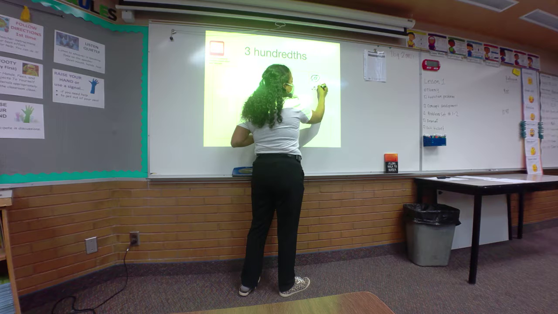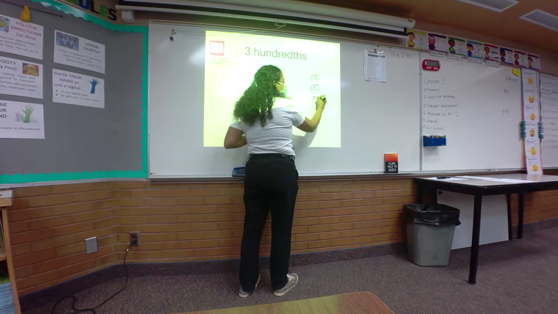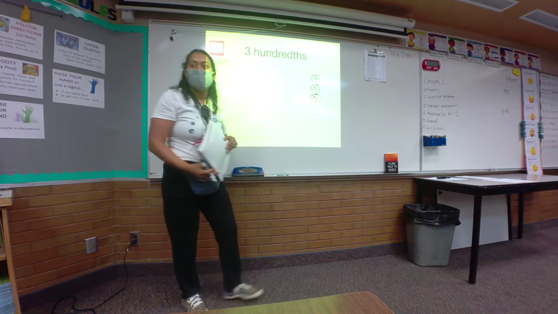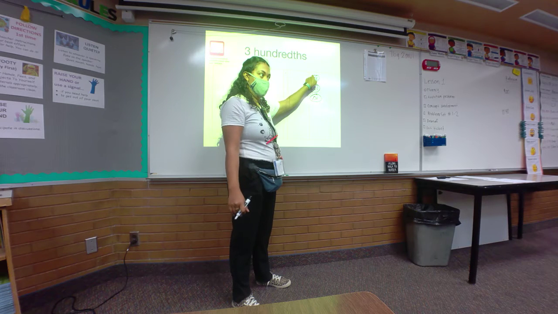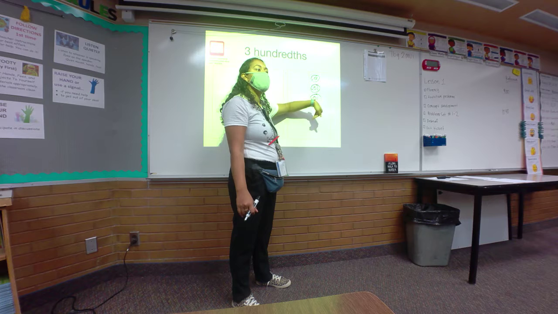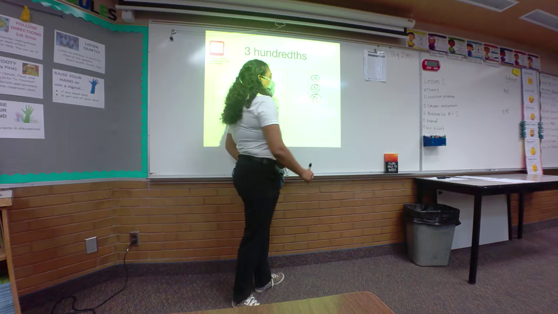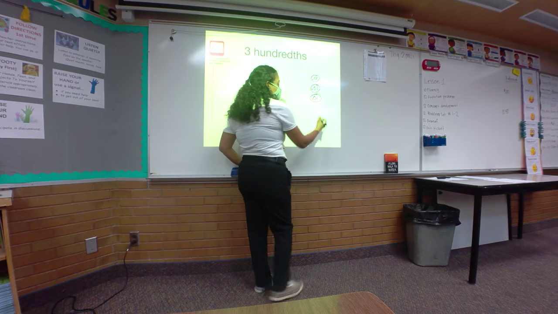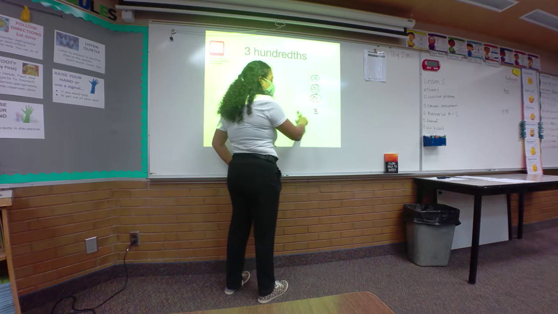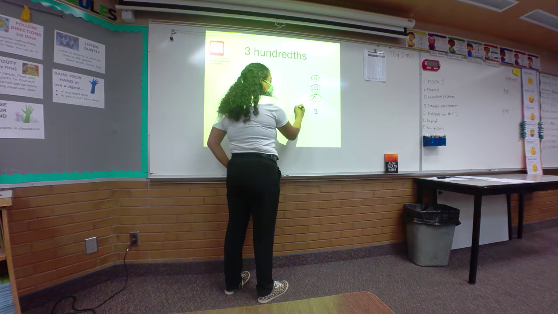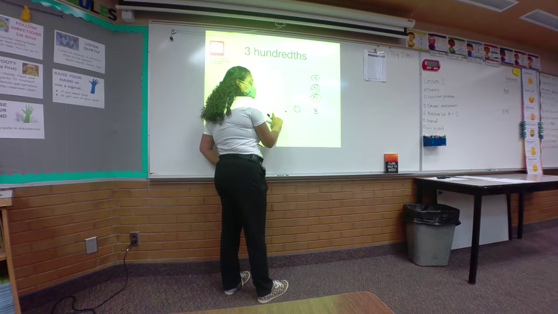Decimal 0, 1. Again. Decimal 0, 1. Do we have 3 of them? Are they hundredths? Okay, we now have 3 hundredths. Okay, so let's write our numerical form. So we have 3 of these, right? We have 3 hundredths. How many tenths? 0. Decimal right here, right? How many ones? 0.